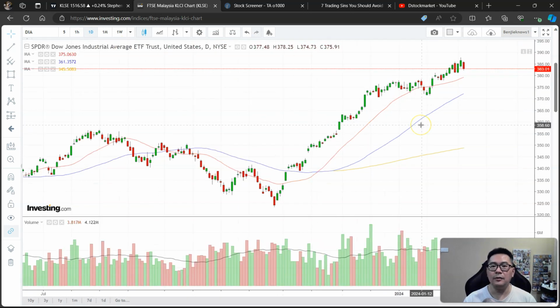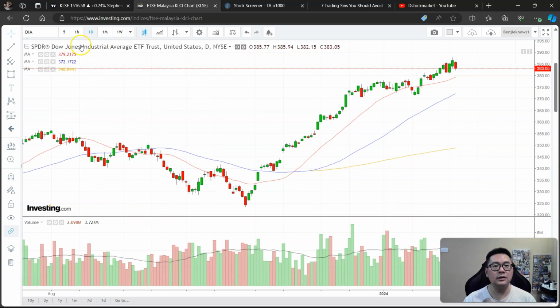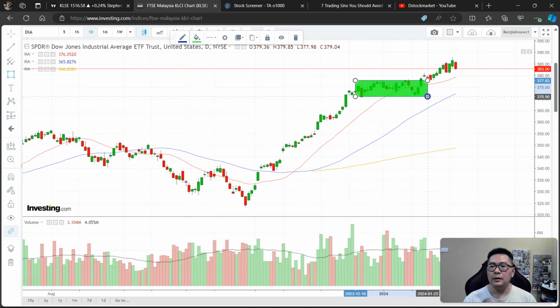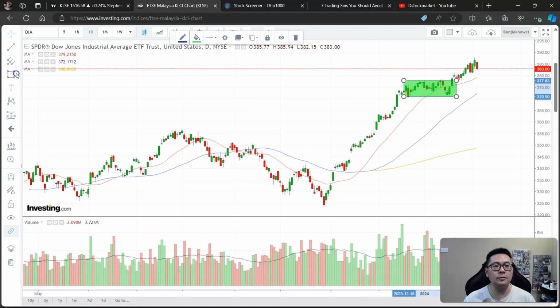Let's look at the DIA, the ETF that tracks the Dow. Support is here. Very good, nice consolidation support. So I'm not very worried about a sudden crash or anything, because it needs to destroy this support before it moves down. And the next area of support is here.